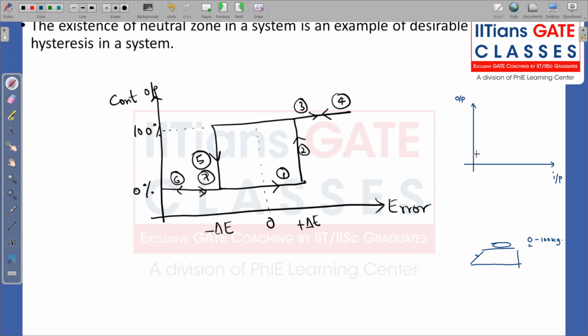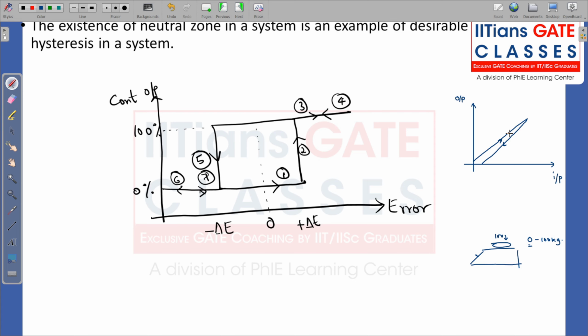Output is the display. While loading, the characteristics might look like this, as I gradually increase the weight. When I am unloading, suppose after 100 kg I remove 1 kg at a time, it might be 99, 98, like that. Ideally it should follow this same path only. But there will be a slight deviation, something like this. This is what is called hysteresis, and this hysteresis is undesirable in a system.